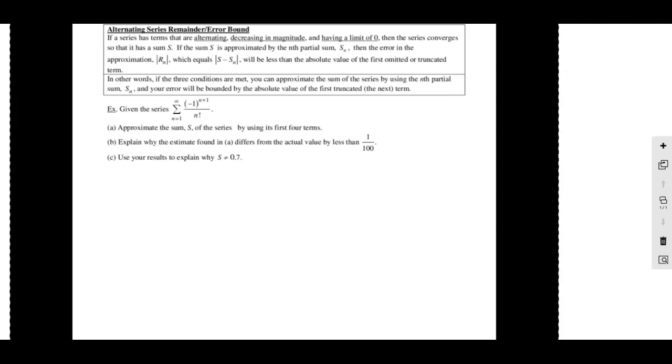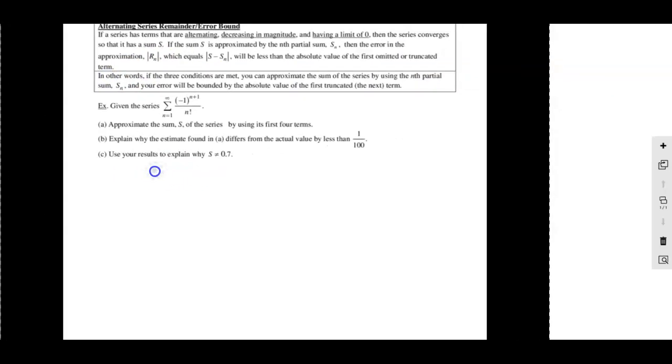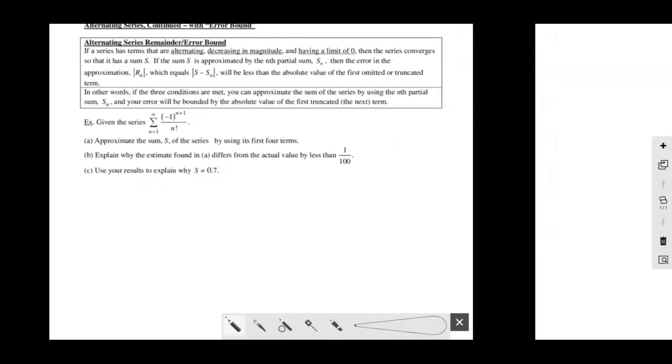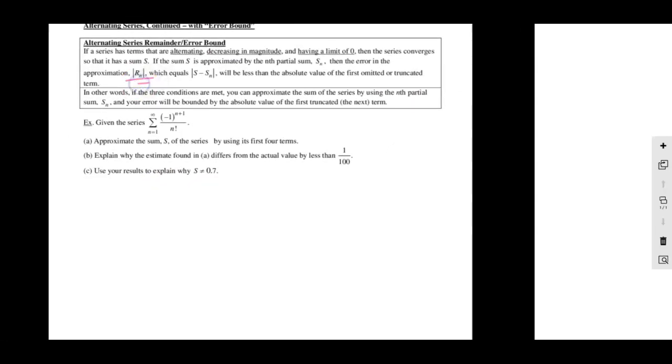Then the error approximation, which for the remainder you'll often see written as R sub n, that remainder, aka the error, is going to be less than the absolute value of the first omitted, or first truncated, term. Okay, that's kind of a little bit weird, right? The maximum error is going to be less than the absolute value of the first omitted term.